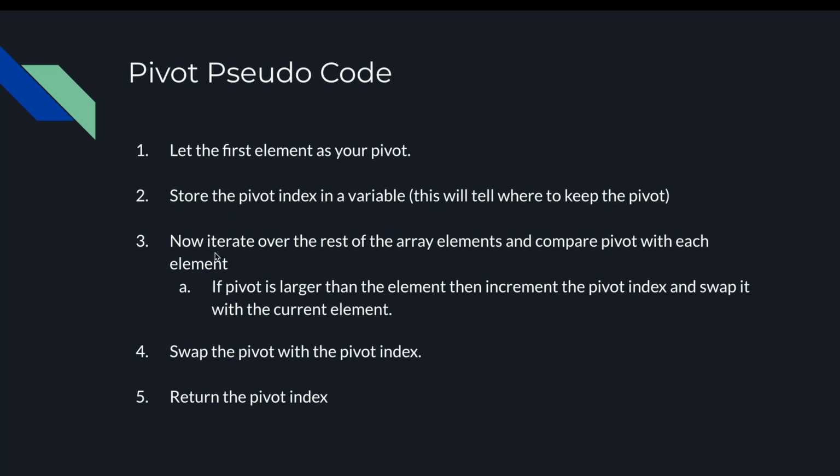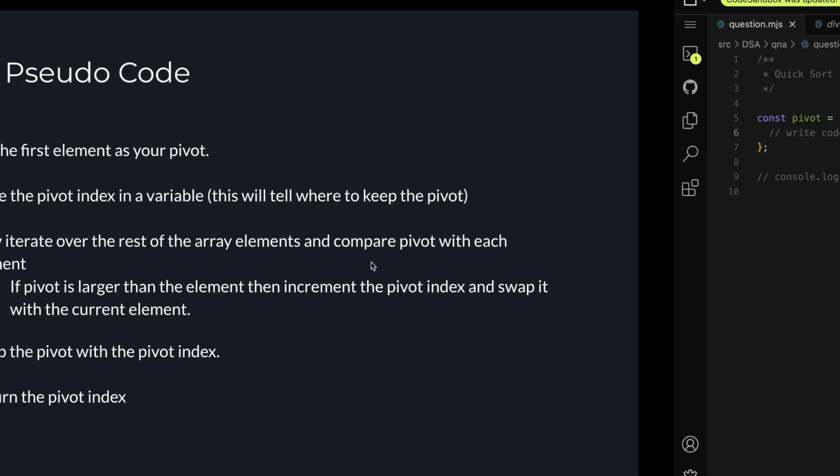And then the next step is to iterate over the rest of the array elements and compare the pivot with each element. If it is larger, then we will increase our pivot index by 1 and swap it with the current element. This might sound a little confusing, but we will understand it better when we see it in action. Then we will swap the pivot with the pivot index, and after that, we just need to return the pivot index. Alright, now let's quickly jump onto the code sandbox and see this pseudocode in action.